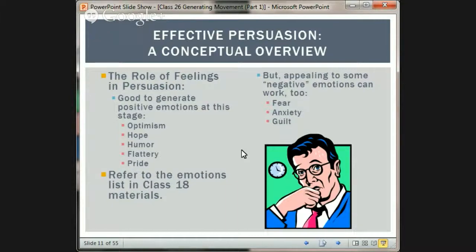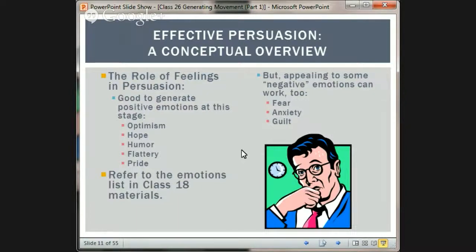The role of feelings in persuasion. So their recommendation, as is mine, is that it's good to generate positive emotions at this stage in the process. So optimism, hope, certainly appropriate, humor. It's okay to flatter people in the form of puppy pats. You want to be even-handed in it. You may want to be more generalized: you guys are both doing such a good job at this. Pride, perhaps in something that they're talking about.